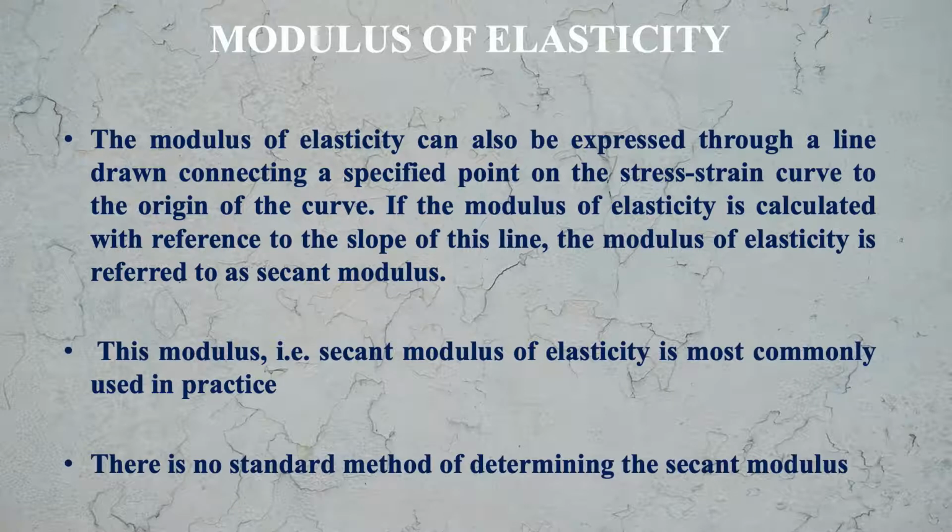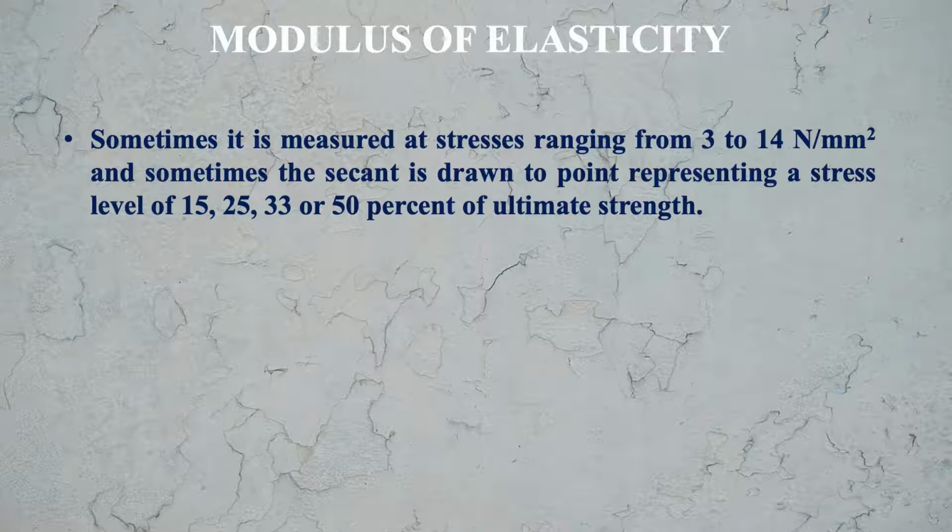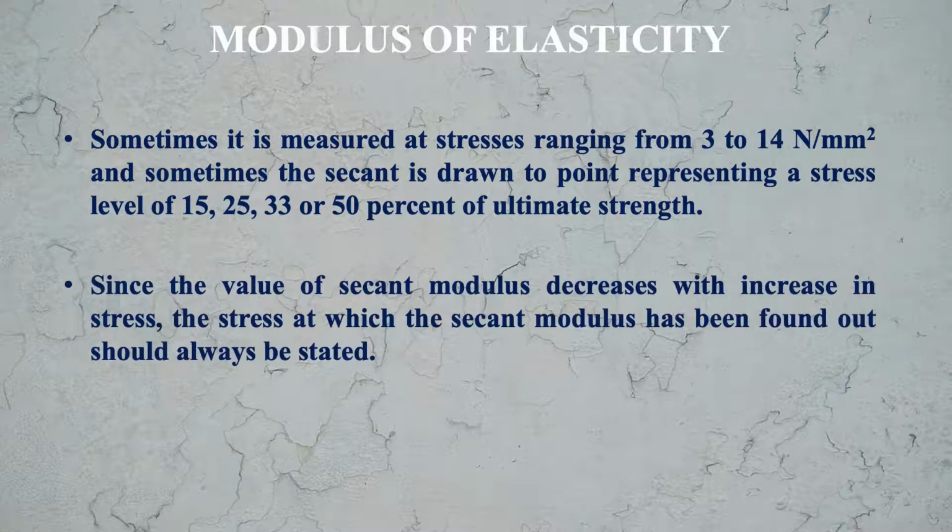There is no standard method of determining the secant modulus. Sometimes it is measured at stresses ranging from 3 to 14 Newton per mm square, and sometimes the secant is drawn to the point representing a stress level of 15, 25, 33 or 50% of ultimate strength. Since the value of secant modulus decreases with increase in stress, the stress at which the secant modulus has been found out should always be stated, because this value is related to the stress considered.